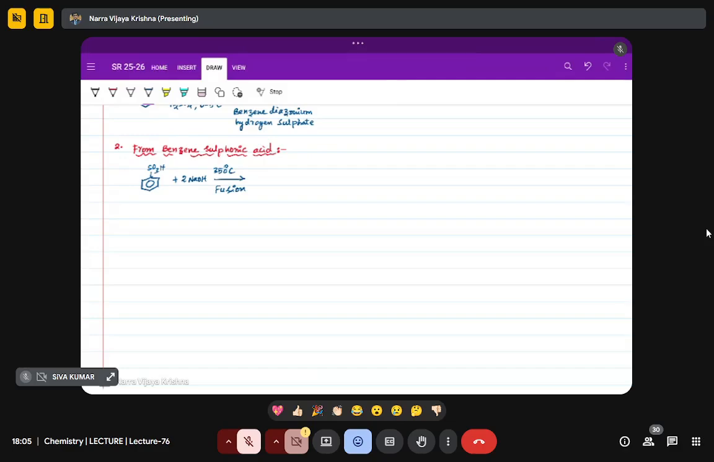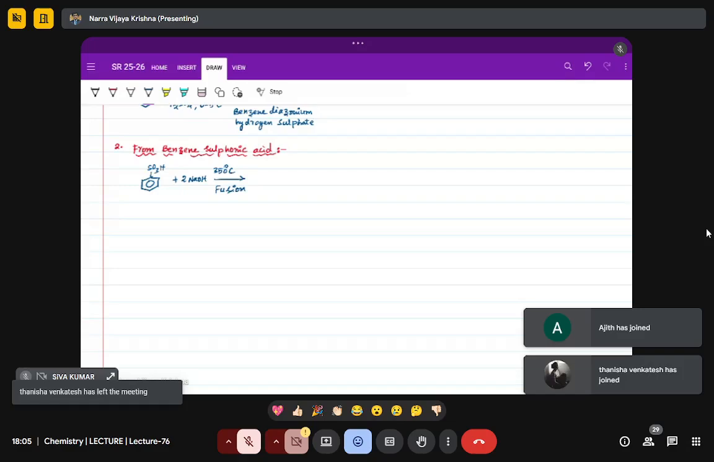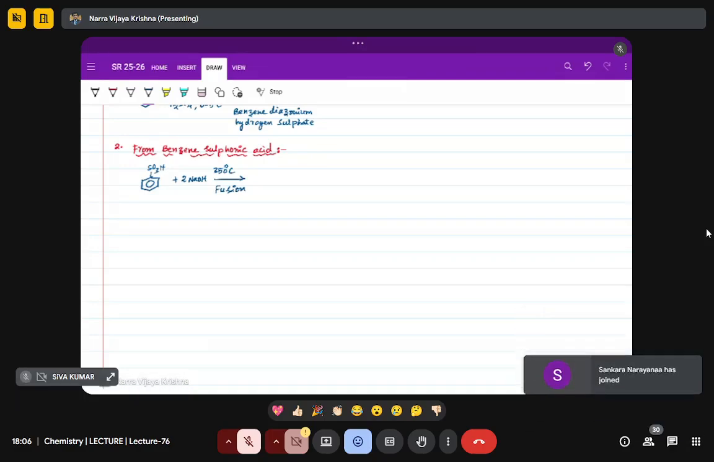plus H2O. Now, if it is allowed to react with any acid in presence of H3O plus, then it will convert into phenol. H plus will be restored. So we are adding H2SO4. Then this will convert into phenol, and this converts into sodium bisulfate. So that is the preparation of phenol from benzene sulfonic acid.